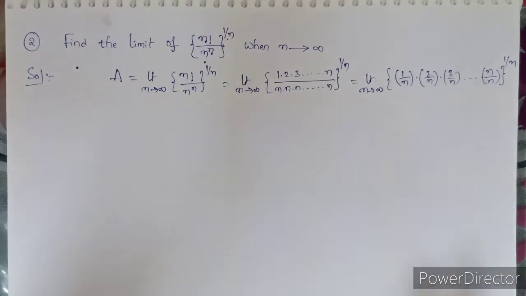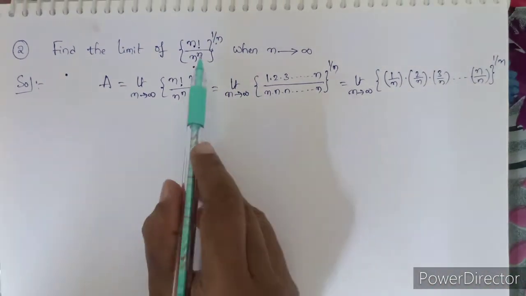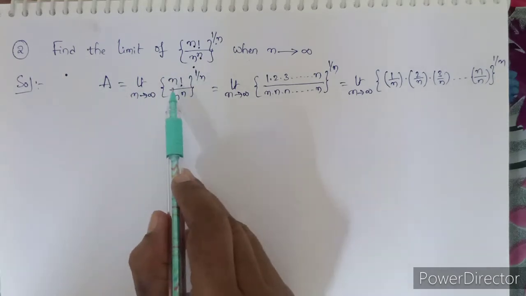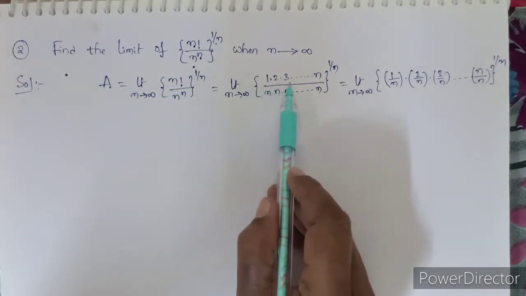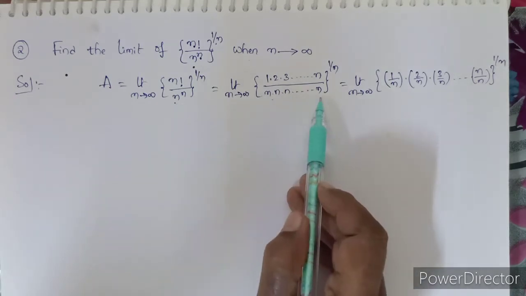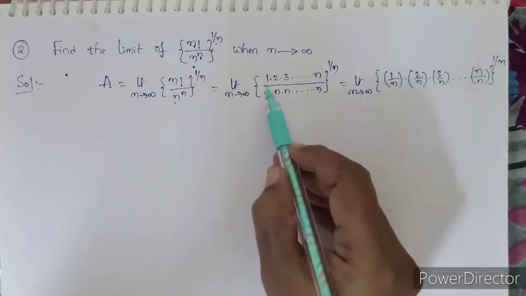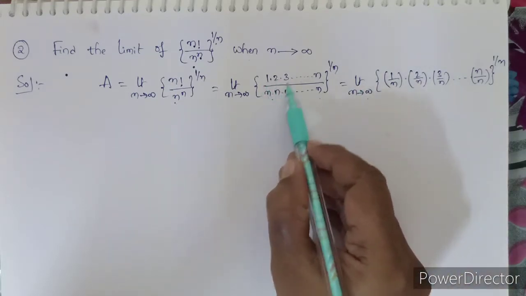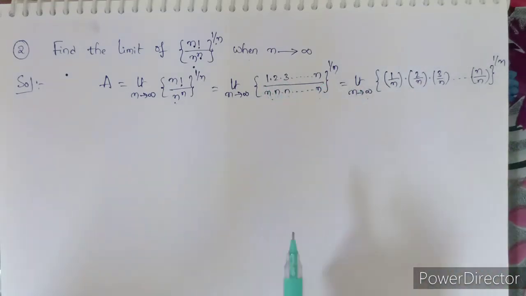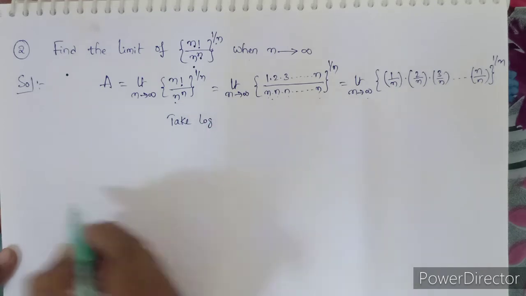So like this we have changed the given problem. First we have considered this limit as A and we convert n factorial as 1 into 2 into 3 and so on, n power n as n into n into n into so on n. Now we have split limit n tends to infinity 1 by n into 2 by n into 3 by n into n by n. Now we take logarithms on both sides. Take log on both sides.